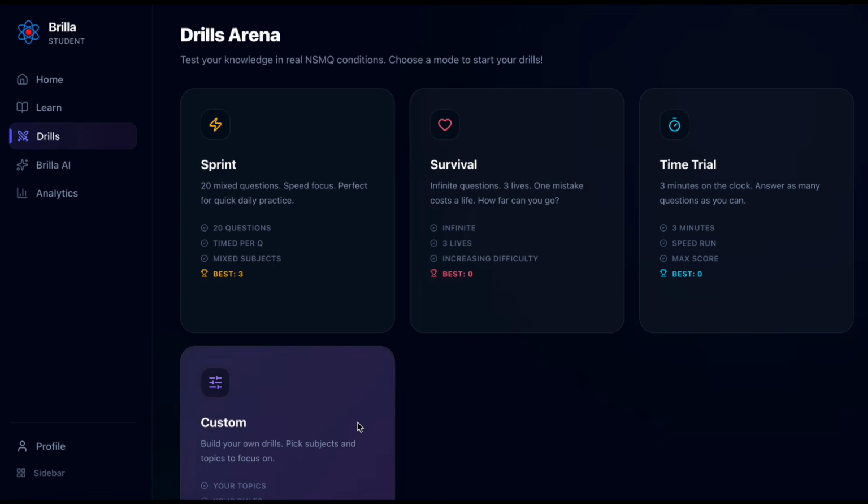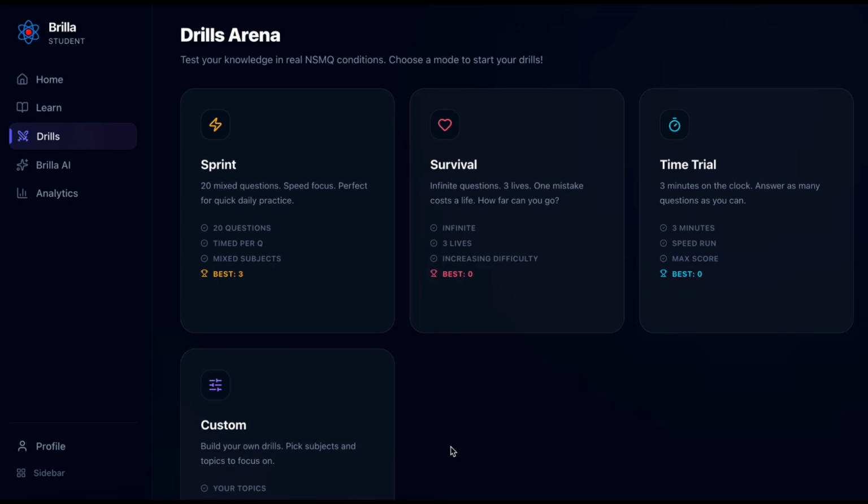Custom lets you create what questions you have, but it's going to read the questions to you like you would during the actual NSMQ contest, and you can answer with your voice. And yeah, it's a lovely feature. It's a very great feature to have to train on questions.